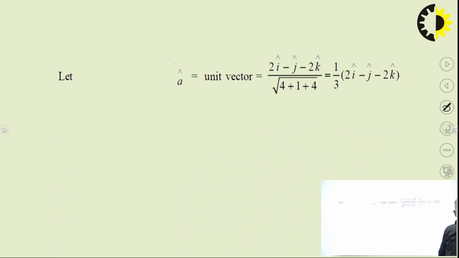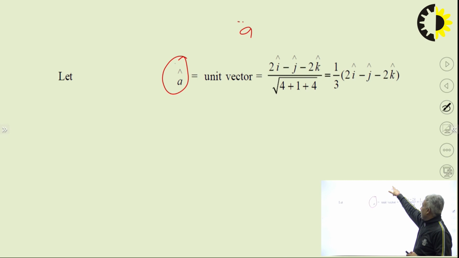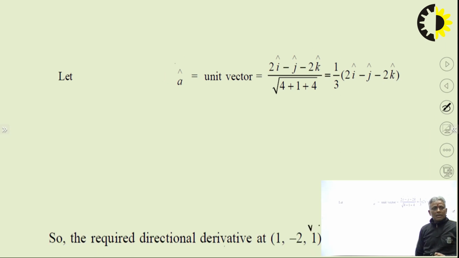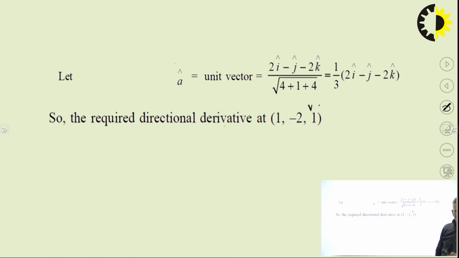So for the dd, first of all we calculate A cap. The formula of A cap is vector A upon the magnitude of vector A. So 2i minus j minus 2k, and the magnitude of this vector will be the square root of 4 plus 1 plus 4, which is equal to 9. So this is known as A cap. In this way we can calculate the value of A cap, and the remaining calculation is here, because our aim is to calculate the directional derivative at this point.